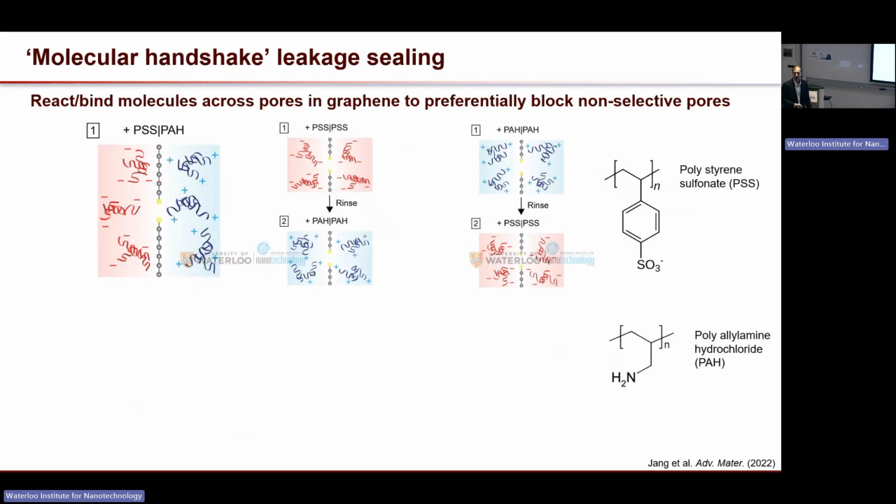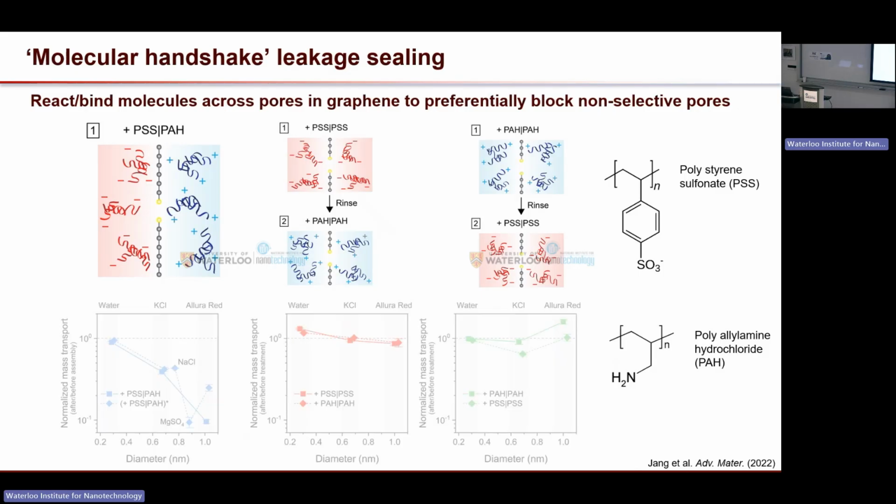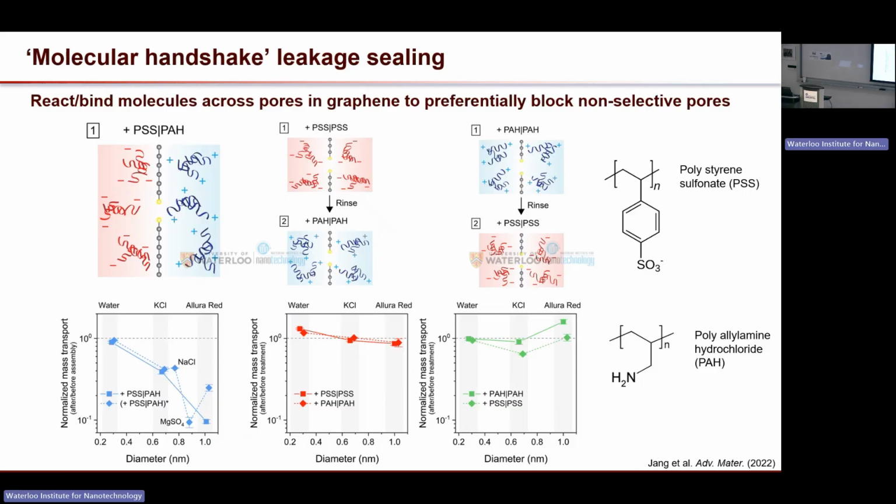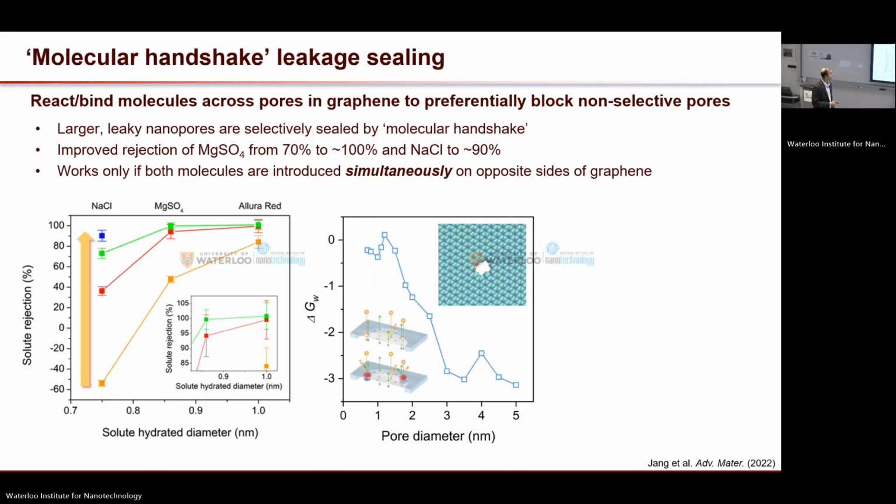So we did this with polyelectrolytes because they're just charged polymers. They will interact electrostatically very readily. And what we found was if you introduce oppositely charged polyelectrolytes at the same time, you can indeed block transport of the small dye and salt. And this doesn't happen if you do it serially. So you need both oppositely charged molecules to be present at the same time on the two sides of the membrane. And with this, we can significantly push up salt rejection. This multivalent salt rejection is pretty much 100%.